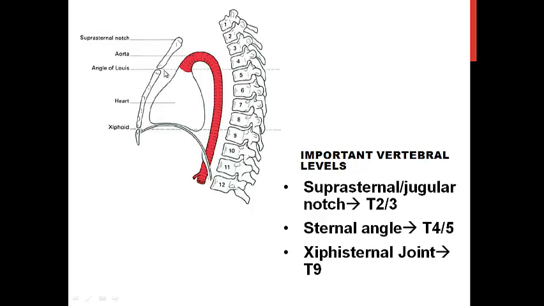The junction between the manubrium and the sternum, which was called the angle of Louis, the sternal angle. Remember, that was the point of the thoracic plane. That was found at the intervertebral disc between T4 and T5. And then here you can see where the xiphisternal joint and the xiphoid process are found roughly at the level of T9.